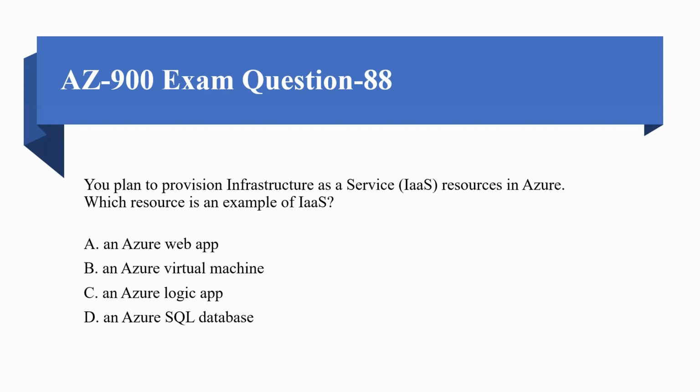Coming to question number 88, you plan to provision infrastructure as a service resources in Azure. Which resource plan is an example of IaaS? A. Azure Web App. B. Azure Virtual Machine. C. Azure Logic App. Or D. Azure SQL Database. And correct option is B. Azure Virtual Machine is an example of IaaS.